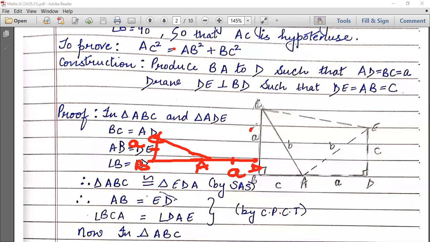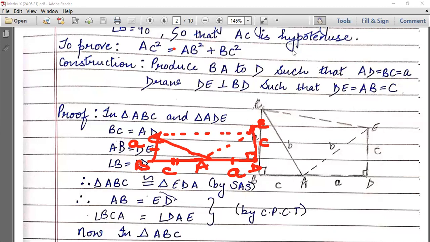Now the next construction is at point D, I will draw a 90-degree angle, meaning a perpendicular. And the length of this perpendicular will be equal to AB. Okay, so here AB is c, so this is also your c. These are my two constructions. One, I have produced BA to D, and then I have drawn a perpendicular at D. Okay, and now children, you have to join A to E, and then you will join E to C.